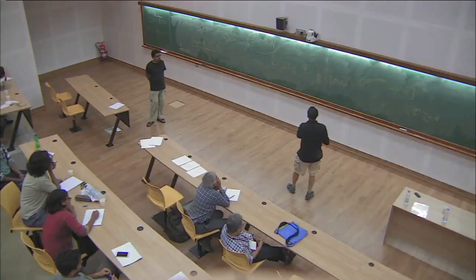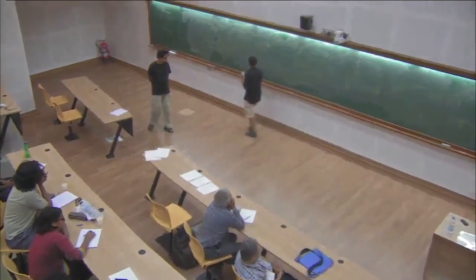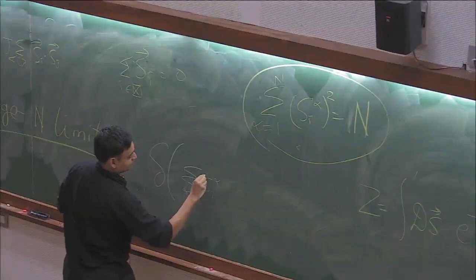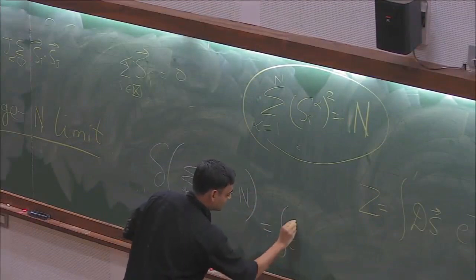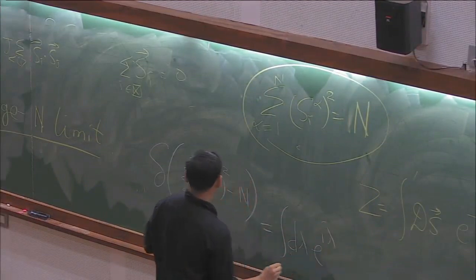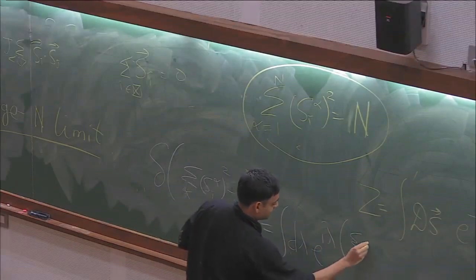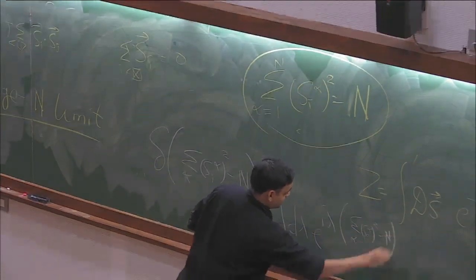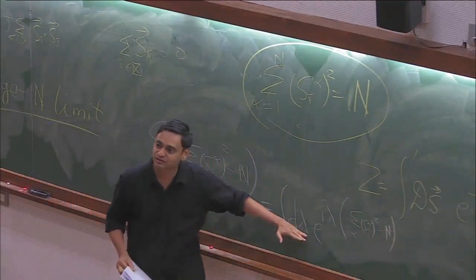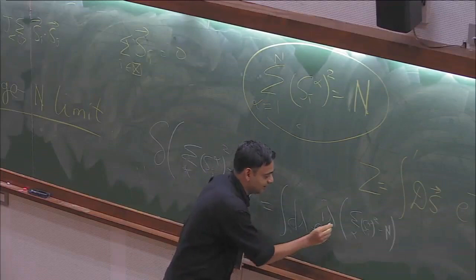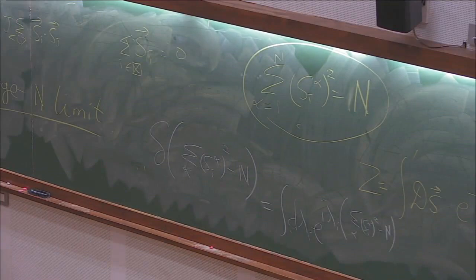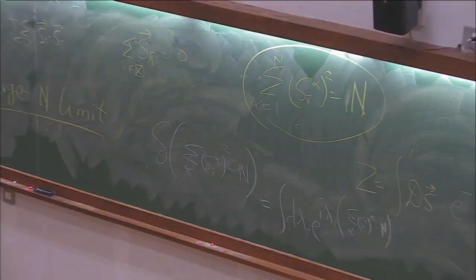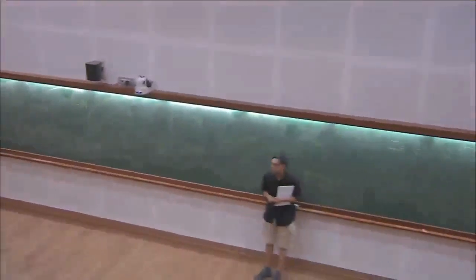Oh, sorry. I'm just using the fact that delta of the constraint can be written as an integral over d lambda of e to the i lambda times the constraint, and I'm doing this at each site, so there's a different variable lambda_i for each site i, and that's what I mean by this. Any other questions?